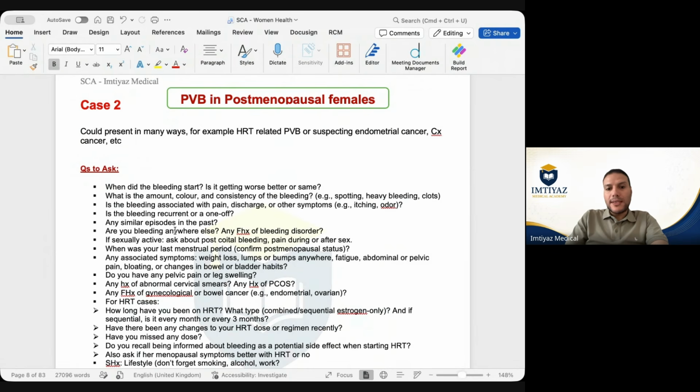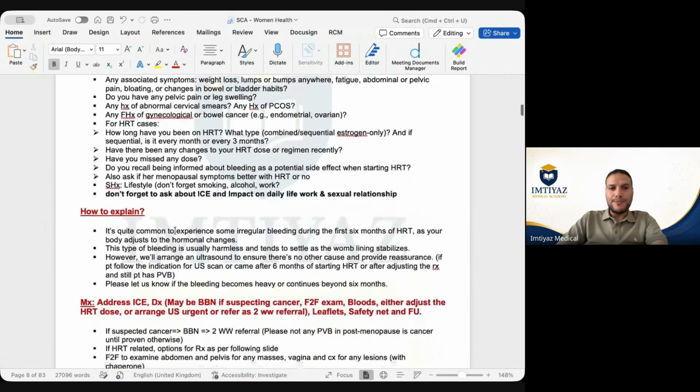Ask also about sexual activity. Okay. Ask about family history of cancer. So the same approach and the same questions, but please, what you shouldn't forget here, last smear, cancer symptoms. Last smear, weight loss, any lumps or bumps anywhere, and so on. And lifestyle as well. Okay.